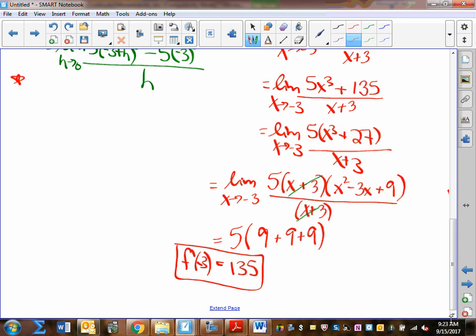H isn't too bad when you multiply it out. It actually factors out pretty nicely. Alright, so again, with limit definitions, we can go either way.